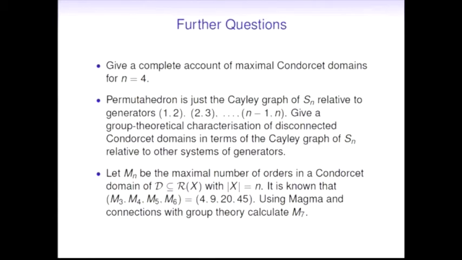But for disconnected domains, we know nothing about their cardinality. There are observations that at least by n equals 16, these tiling domains will lag behind, and some other domains, disconnected ones, will be better.